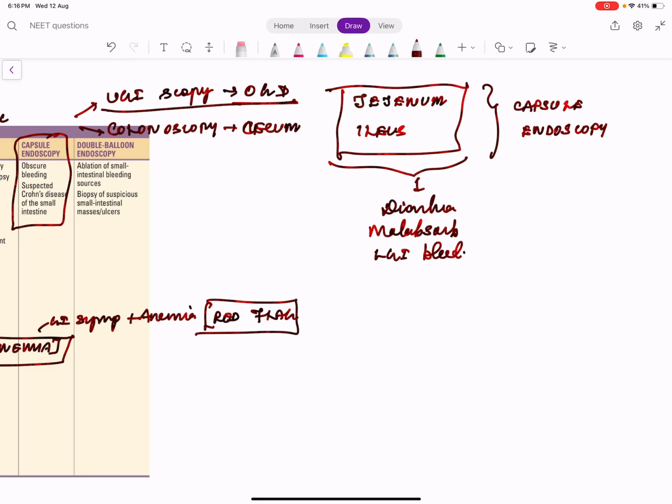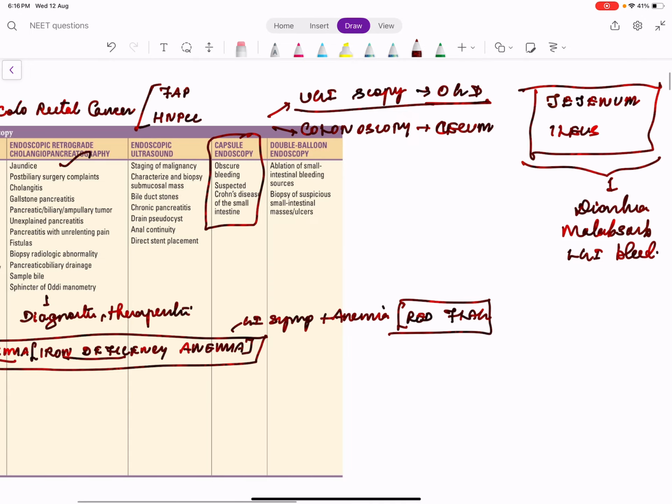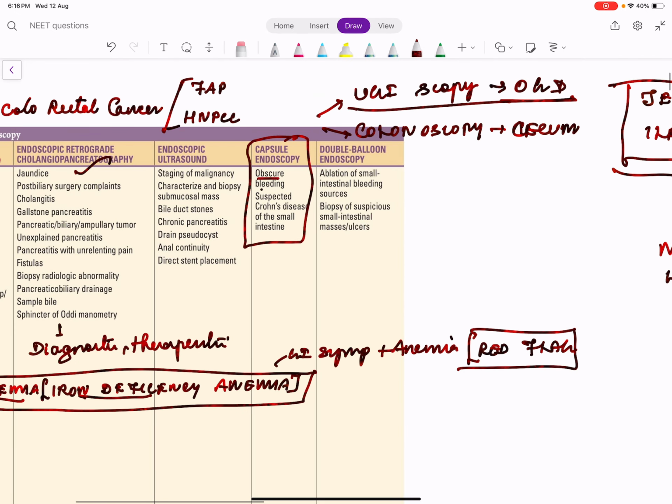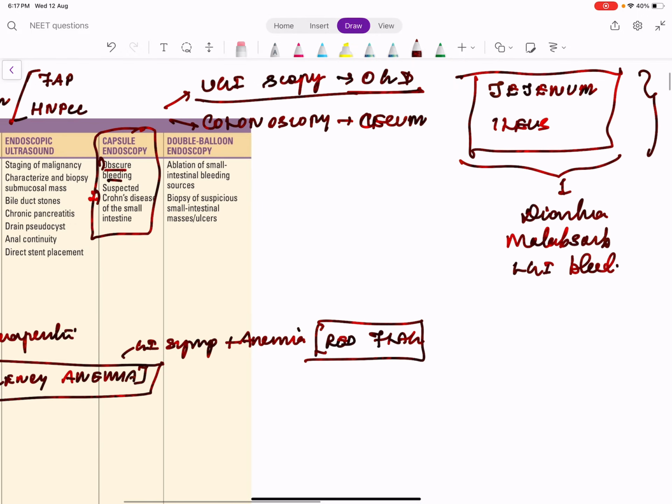If you understand which organ, which part of the GIT you have to visualize, then you can understand capsule endoscopy. That's why the term obscure bleeding is given. There is anemia, upper GI scopy is normal, lower GI scopy is normal, but still there is evidence of bleeding, that is, the stool shows occult blood positivity. Then we have to do capsule endoscopy. It is also used in suspected Crohn's disease of the small intestine, because the jejunum and ileum are commonly involved.